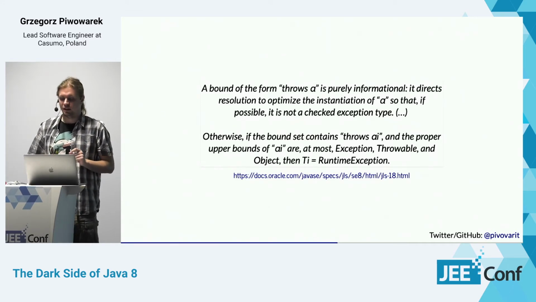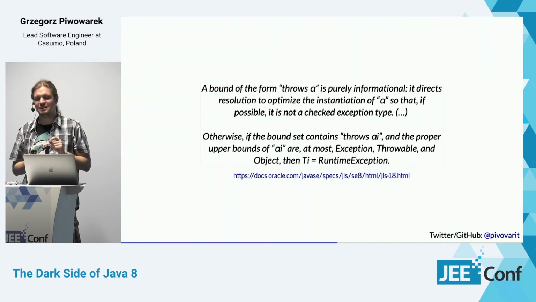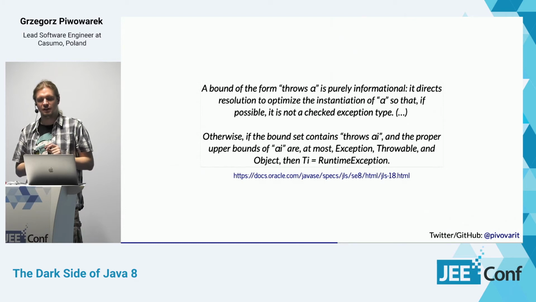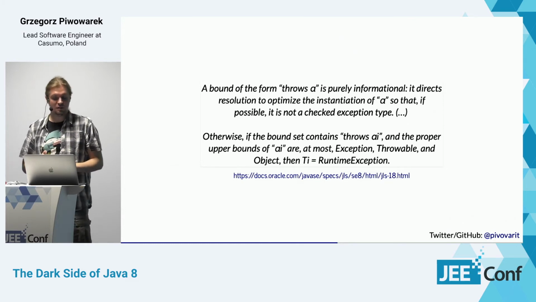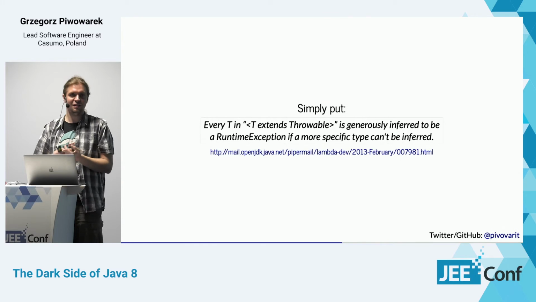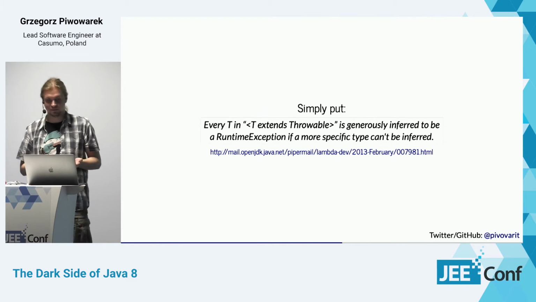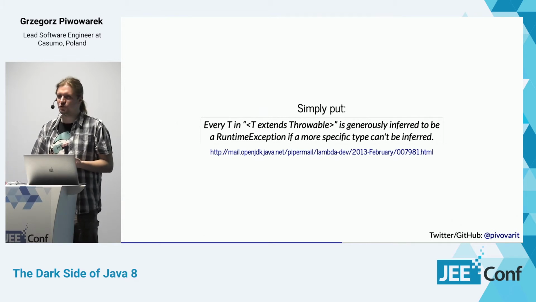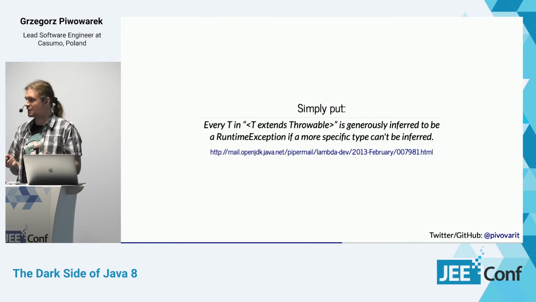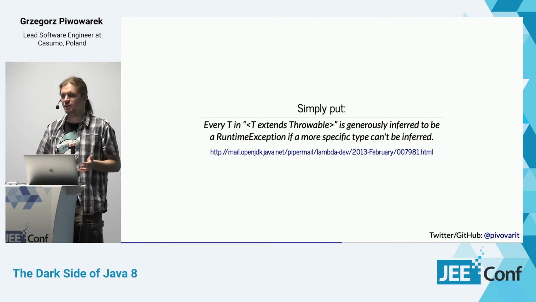added in JDK 8, which says a bound of the form throws alpha is purely informational. It directs resolution to optimize the instantiation of alpha so that, if possible, it is not a checked exception type. This is from the section on generics. It's very important information, because it pretty much means that whenever you use generics, every T in T extends Throwable or Exception will be inferred to be a RuntimeException. This is supposed to help in tricky scenarios, for example inferring a checked exception type from an empty lambda body. But let's actually use this information to our own advantage.